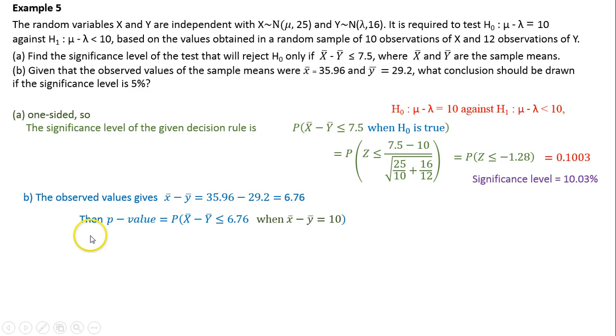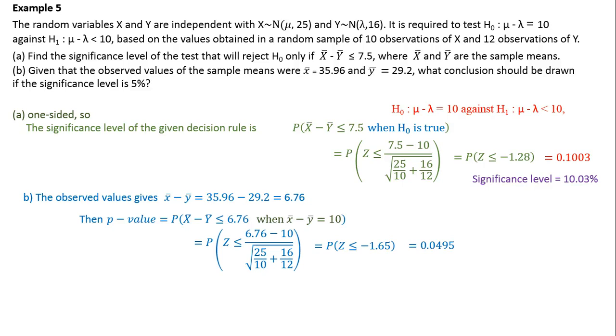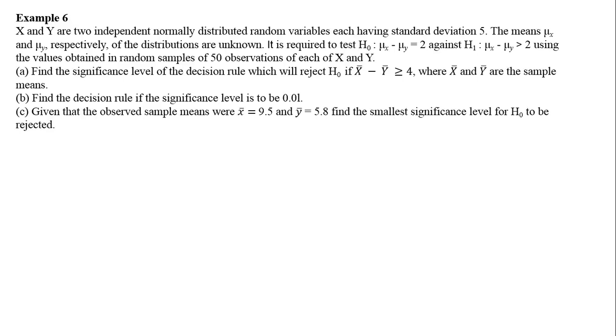Then the p-value is now that we need to test 6.76 when the difference in means should be 10. So 6.76 minus the 10 over the square root of the combined variances, and we get z is less than or equal to 1.65. So looking that up, I'm getting 0.0495. So this is less than the 5% significance level that we were quoted. So we reject H0, then the difference in the means is less than 10.